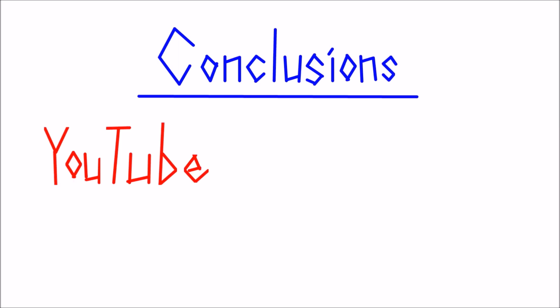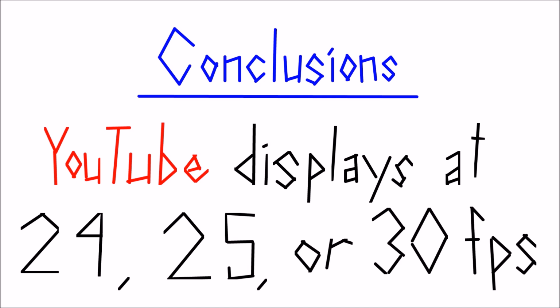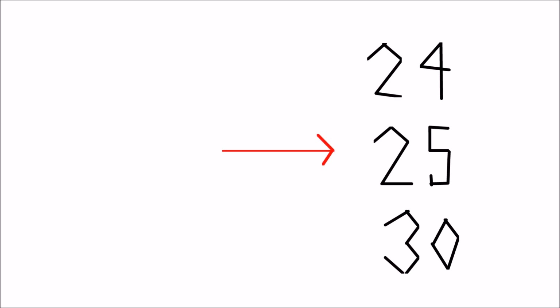Therefore, we can conclude with reasonable confidence that as of December 2013, the YouTube video player displays videos at 24, 25, or 30 frames per second. As with any experiment, the results weren't perfect, but we could infer an answer based on the experimental outcome. Experimentation is fun.